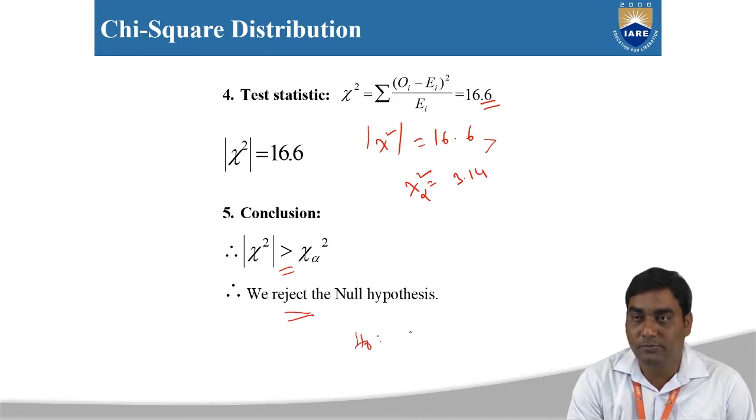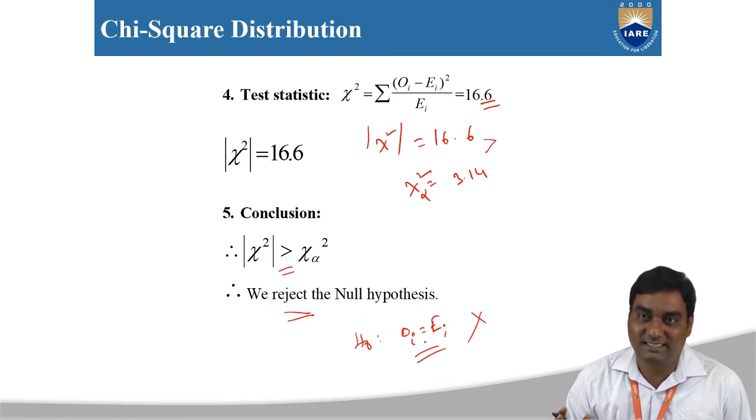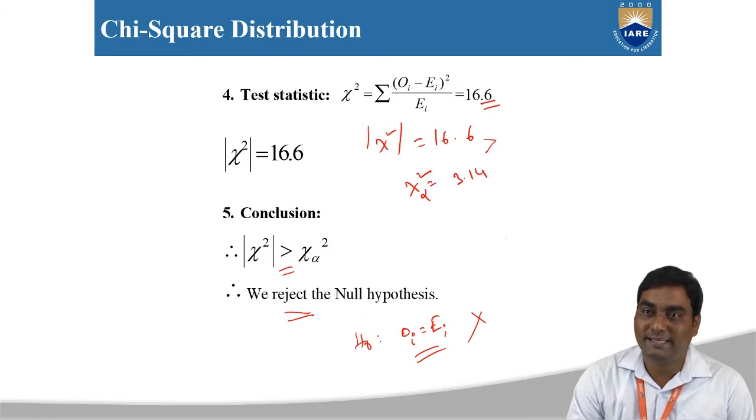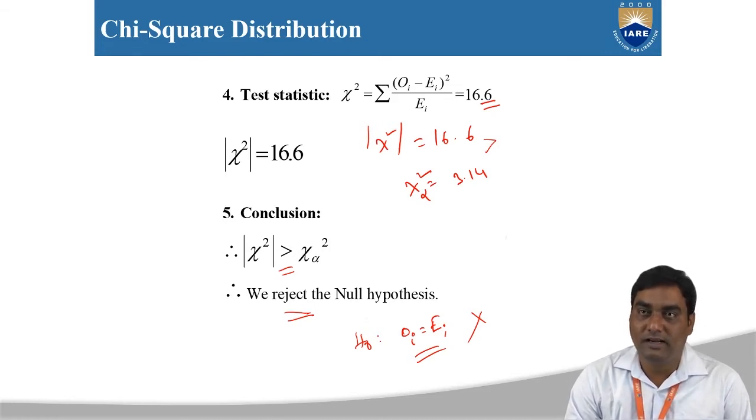Actually, what is the null hypothesis? Oi equal to Ei. We reject this null hypothesis. That means there is a difference between observed and expected frequencies. Like this, we have to solve the problems on chi-square test method 3.